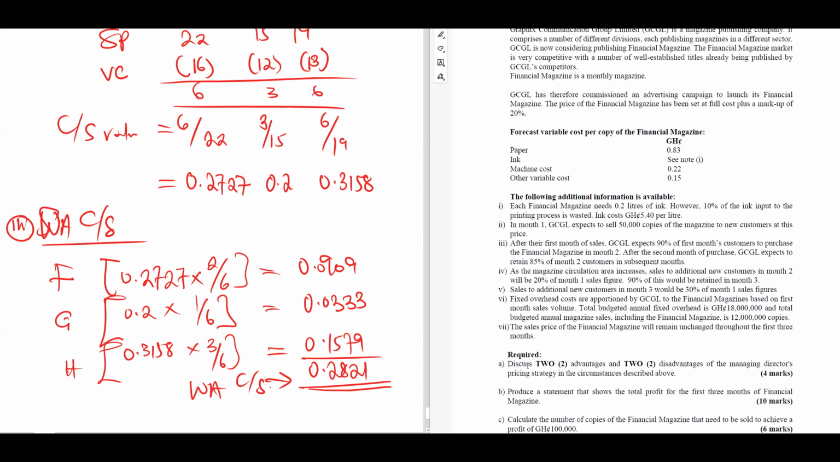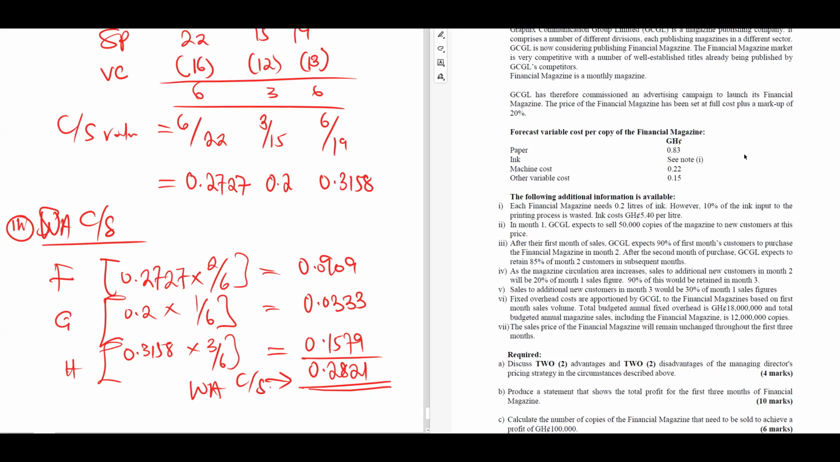Okay. Discuss 2 advantages and 2 disadvantages of the managing director's pricing strategy in the circumstances above. Cost plus a markup. You have to identify the advantages and disadvantages. Produce a statement that shows the total profit for the first 3 months of the financial magazine. Calculate the number of copies that need to be sold to achieve a profit of 100,000.